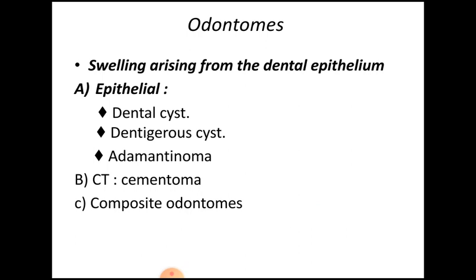We have epithelial odontomes like dental cyst and dentigerous cyst, adamantinoma. Swellings raising from the connective tissue of the teeth is called cementoma. There is composite odontomes which raising from the connective tissue and the epithelium.